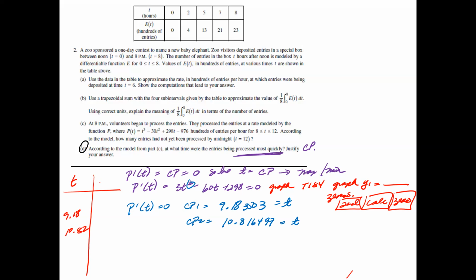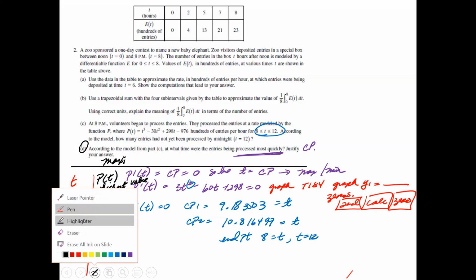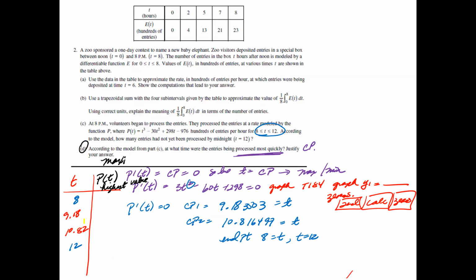But in addition to that, you also need to include your endpoints. The endpoints are going to be the times between 8 and 12. So put the 8 there, 12 here. This is going to be your P of T. And what we're looking for is the highest value, because that will indicate the maximum time that the entries were being processed. So we are going to go back to this formula and plug in 8, 9.18, 10.82, and then 12.